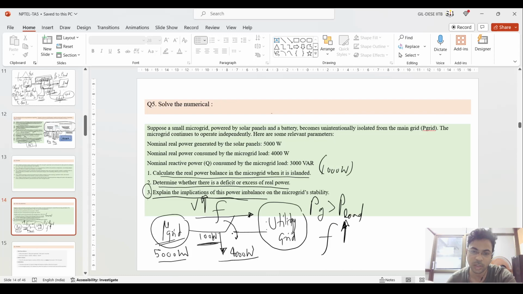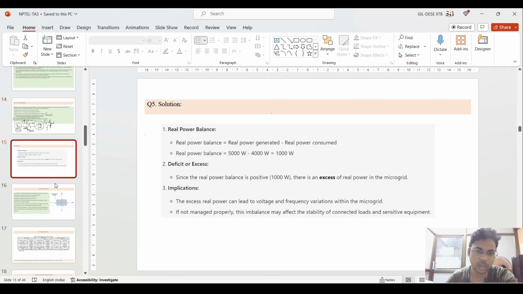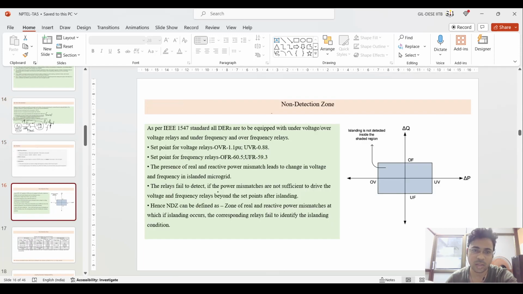So there are only three concepts here. You have to see, when it is in the islanded situation, how much power is being transferred to the utility grid, and how much when it is in connected mode. And the second is what will be the implication on the voltage and the frequency. So coming to the next part, the non-detection zone.